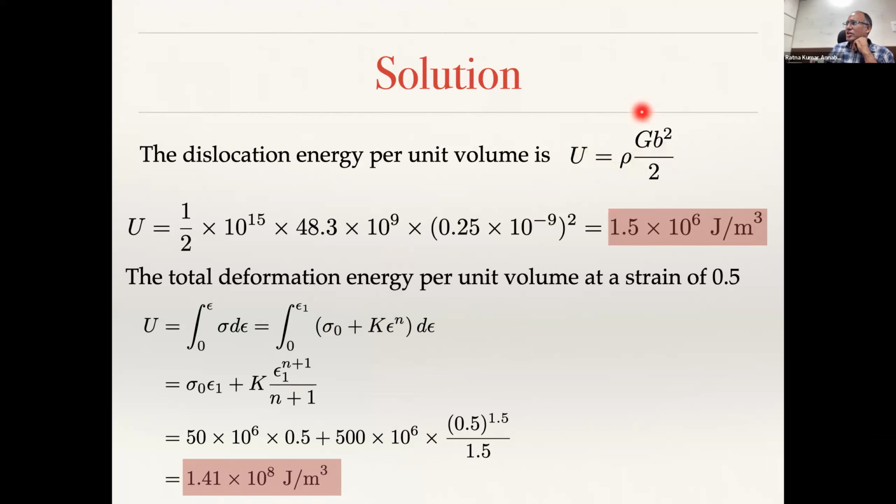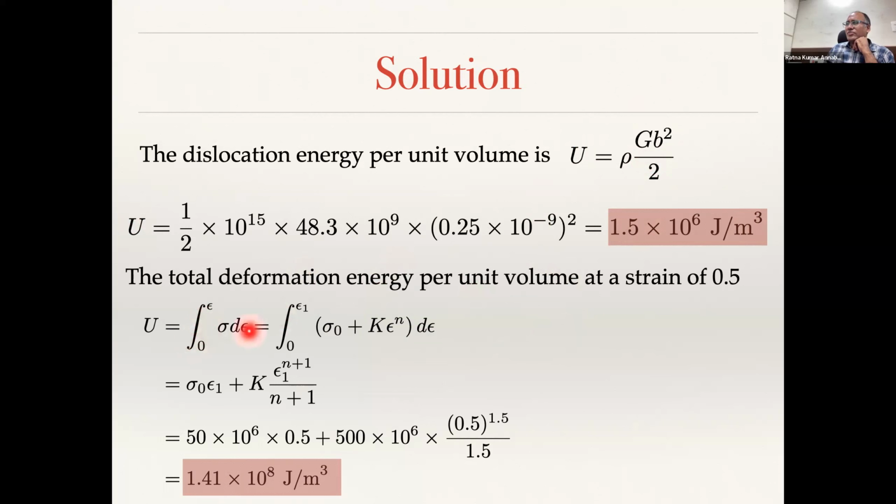We have seen that G is the shear modulus, B is the Burgers vector. So the total dislocation energy per unit volume is 1.5 into 10 power 6 joule per meter cube. What is the total deformation energy? Because you are straining a material up to 0.5 strain.